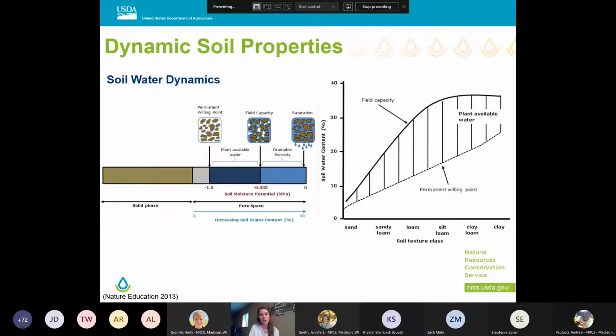So if we're talking about resiliency to extreme weather events, whether it be drought or extreme rain events, understanding how your soil texture is going to respond to that and then using management to manipulate that is really important and another tool in our toolbox from a planning perspective. And that is all I have on soil properties.